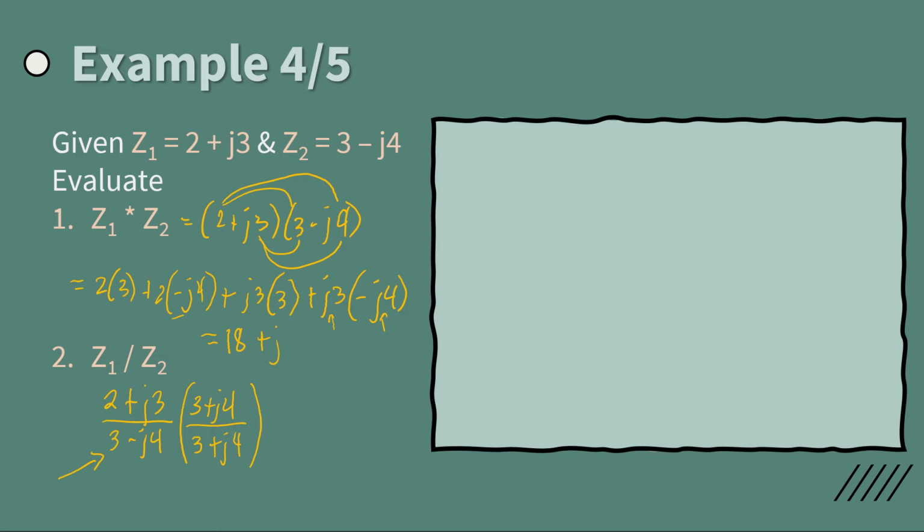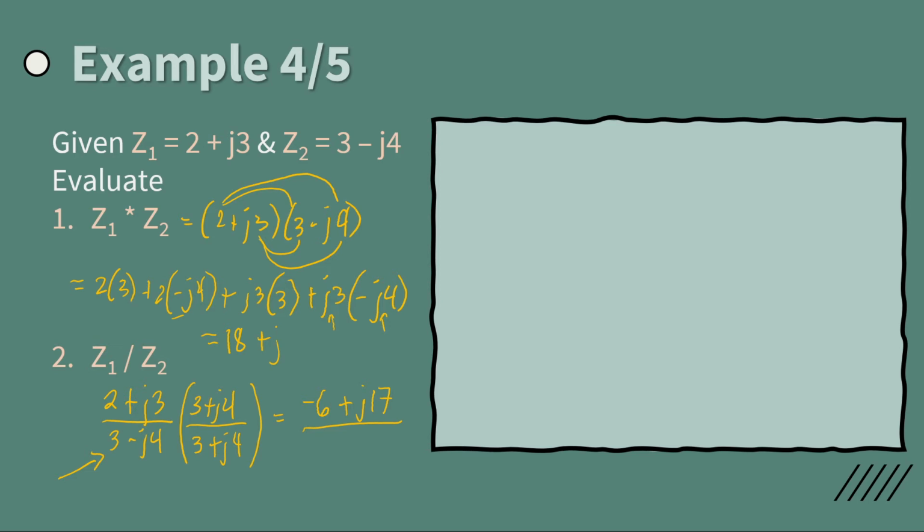Then you will have the product: 6 minus 12, so this is negative 6, and then you have 8j plus 9j, so this is 17j. So it's up to you. You can do the same as the above process.